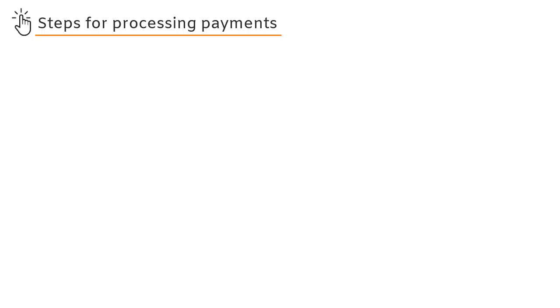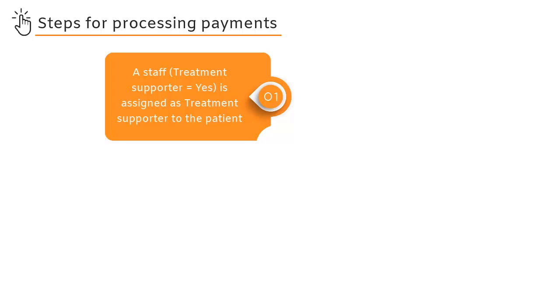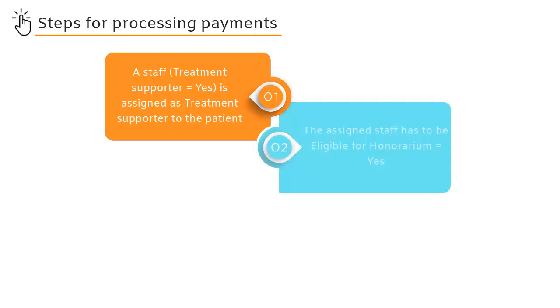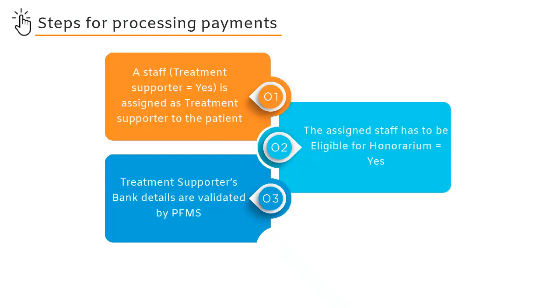It is important to note that a benefit can be created only if the following conditions are met. A staff for whom the treatment supporter option has been set as yes is assigned as treatment supporter to the patient. The assigned staff has to be eligible for the honorarium option set as yes. The treatment supporter's bank details are validated by the DBT checker and PFMS.